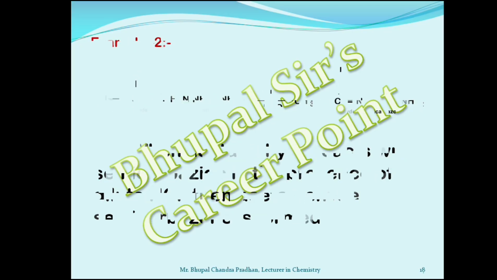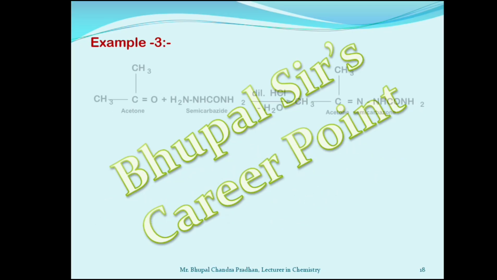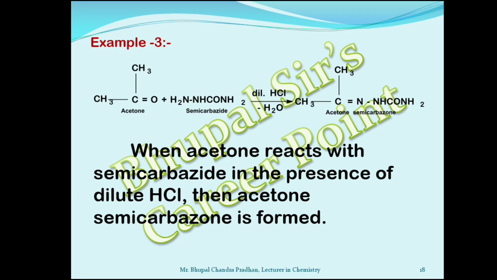Let us come for example 3. We will take 2CH3 and the reactant will be acetone. When acetone reacts with semicarbazide in the presence of dilute HCl, water molecule will be eliminated. How? The oxygen of carbonyl group and H2 of semicarbazide is removed as water molecule to give us acetone semicarbazone. In the statement we write down, when acetone reacts with semicarbazide in the presence of dilute HCl, then acetone semicarbazone is formed.